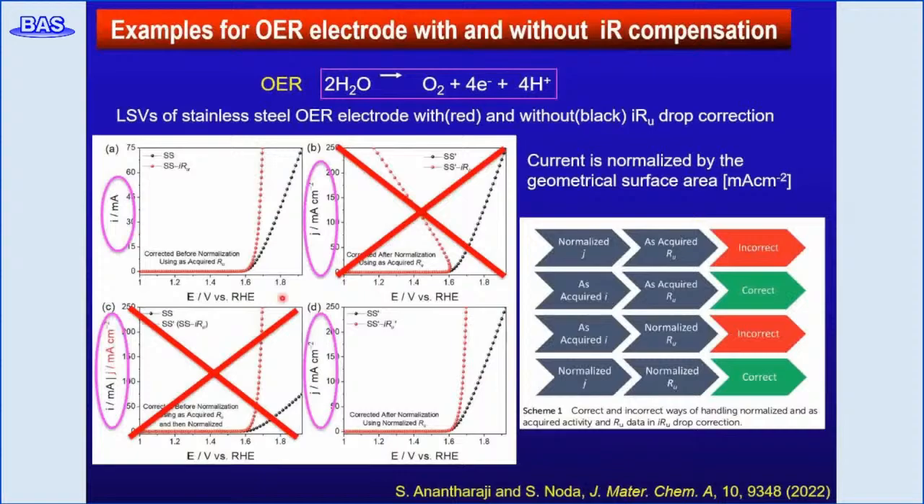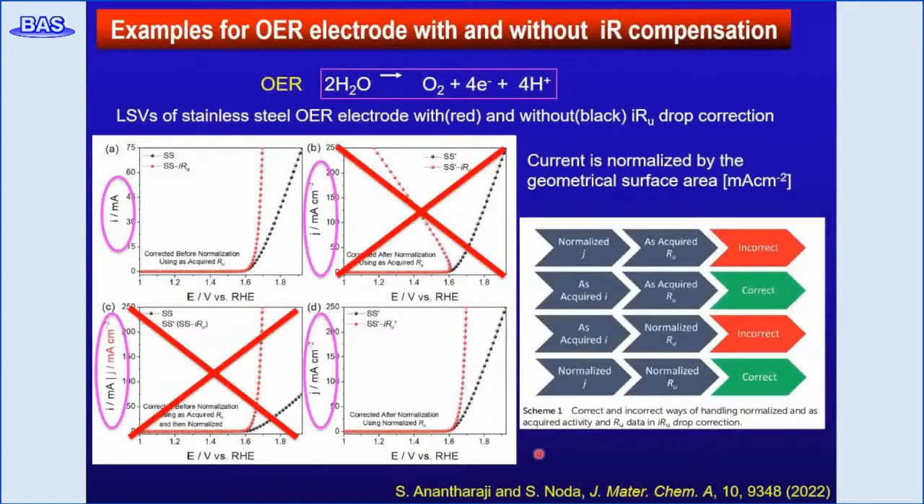If not, the erroneous curve obtained in graph B will be obtained. Graph D shows an acceptable IR drop corrected polarization curve when both current and Ru were normalized with the geometrical areas. The correct way of correcting the IR drop is to have both current density and Ru either normalized or not.